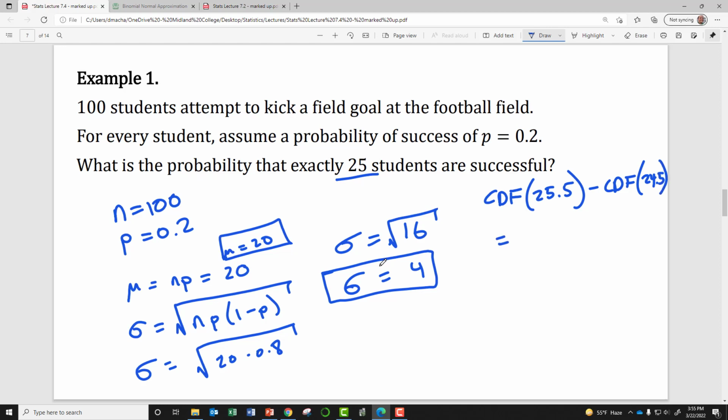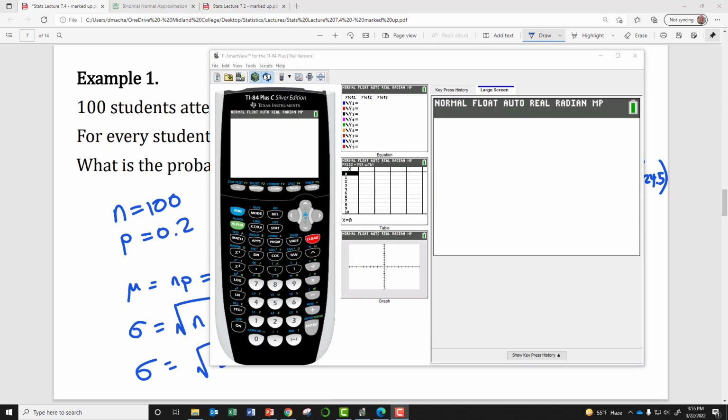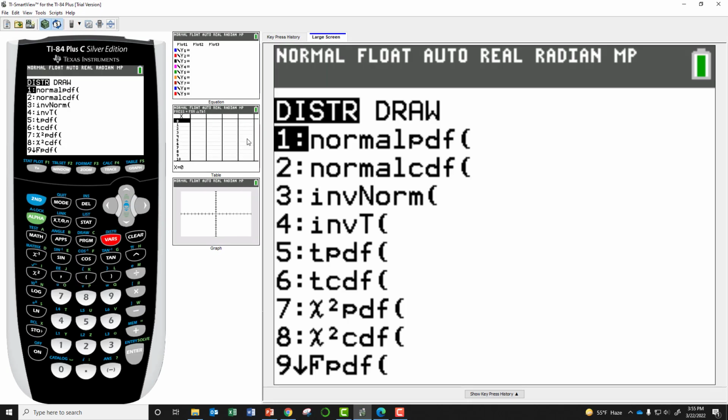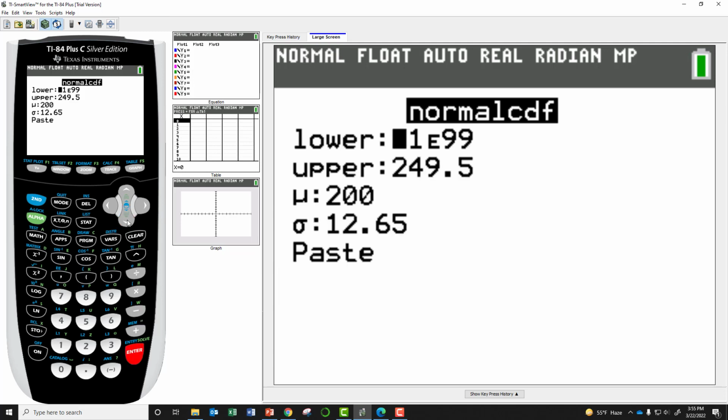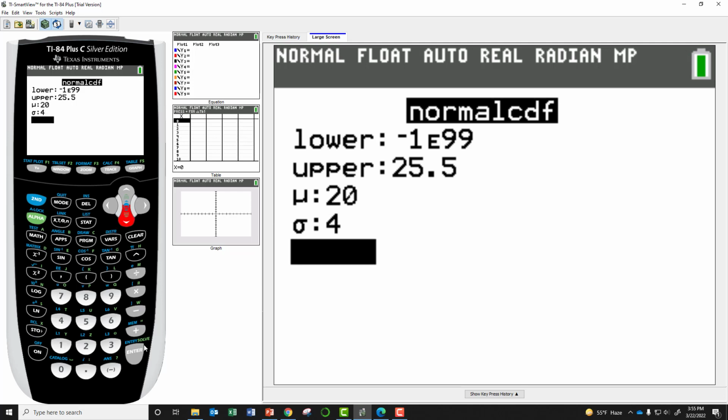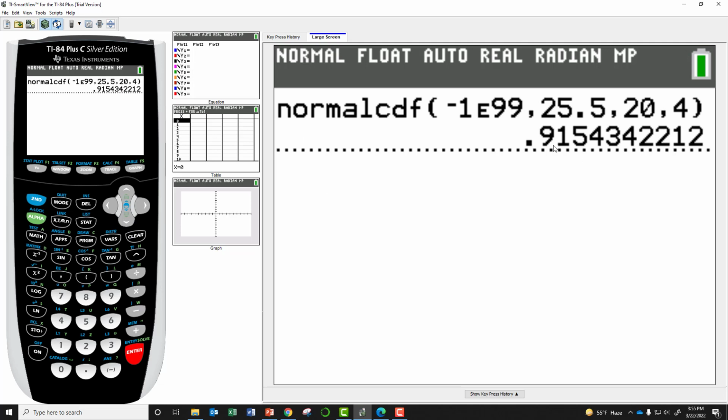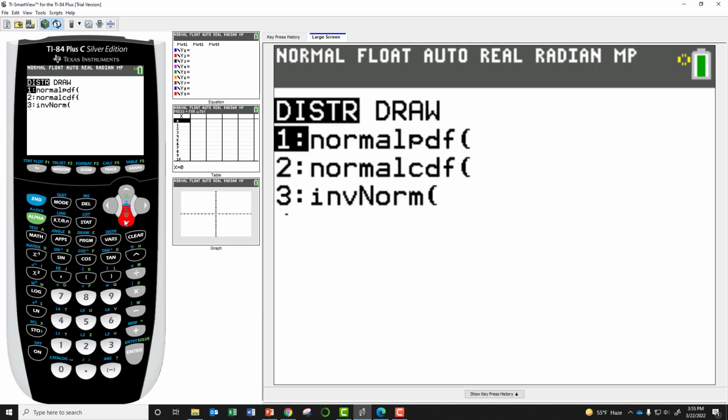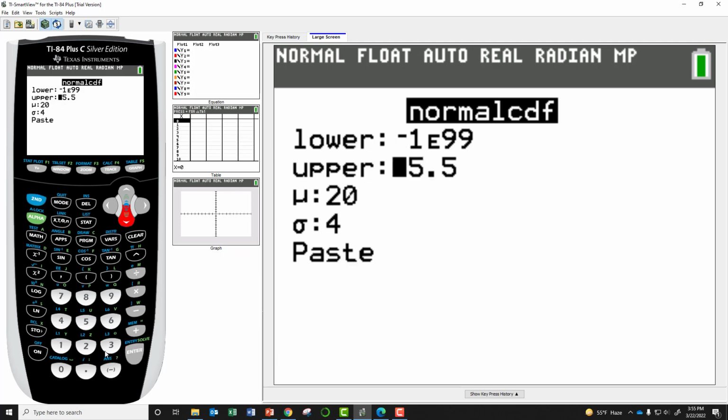And I'm going to need my calculator for this, so let me boot that up. Now we've got my TI-84 here. I'm going to do second VARS, and then I'm going to go down to where it says normal CDF. My upper is going to be 25.5. My mean is going to be 20. And my standard deviation is going to be 4. So that gives me a value of 91.5%. And then I'm going to subtract another normal CDF, this time evaluated at 24.5, with the same mean and standard deviation.